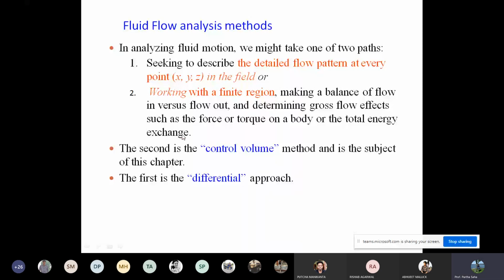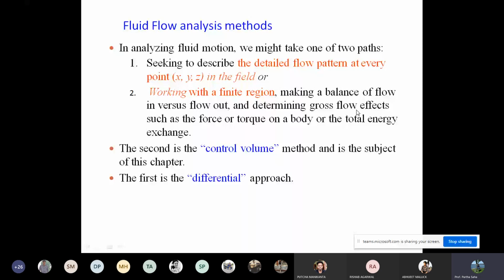And second is the control volume method, which is the subject of this chapter. The first is the differential approach. The detailed property at every point you have to determine, but the second one, which is the control volume, has much more importance for the present syllabus, where we work on a finite region, and then we balance the forces, or balance different parameters. So let's look into this.